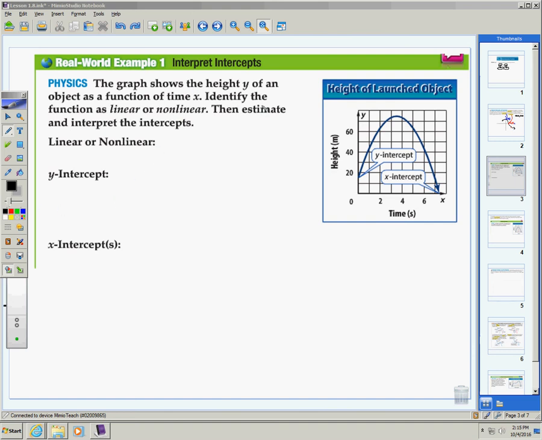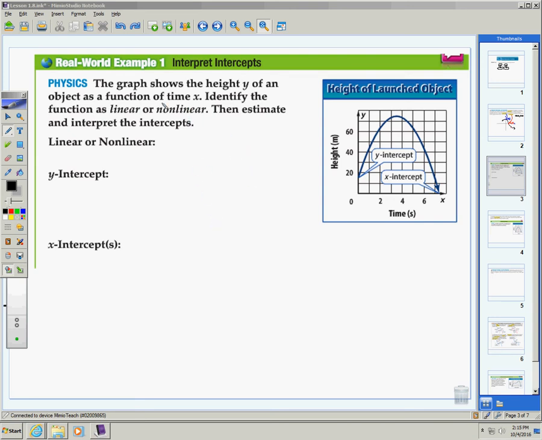Example 1, we've got a graph that shows the height y, so my height is my y-axis, of an object as a function of time x. So these numbers on my x-axis represent time. First thing we want to do is identify the function as linear or nonlinear, then we're going to estimate and interpret the intercepts. So, linear or nonlinear.